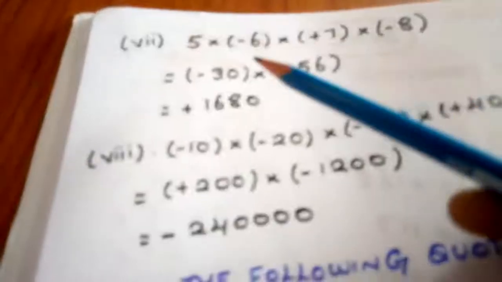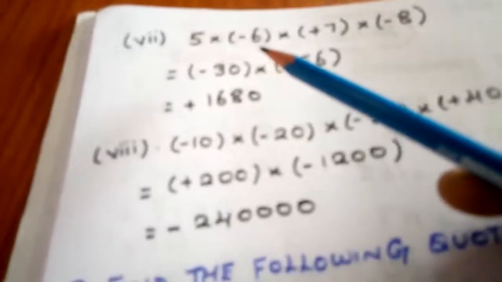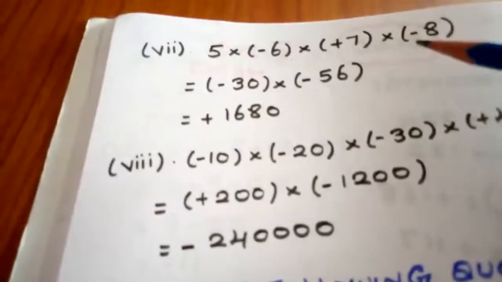Coming to the next question. If you see here, we have 4 values in this place, students. So you have 4 values.